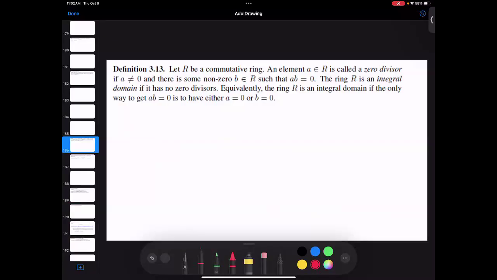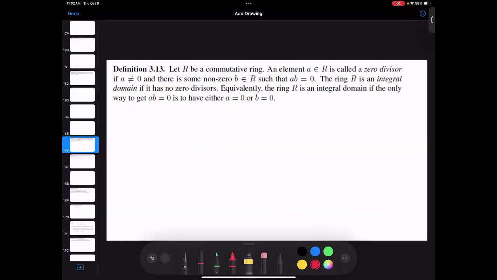If I multiply anything by 0, what do I get? 0. So we want B to be non-zero. So the ring is an integral domain if it has no zero divisors. Equivalently, the ring is an integral domain if the only way to get AB equals 0 is either A is 0 or B is 0.